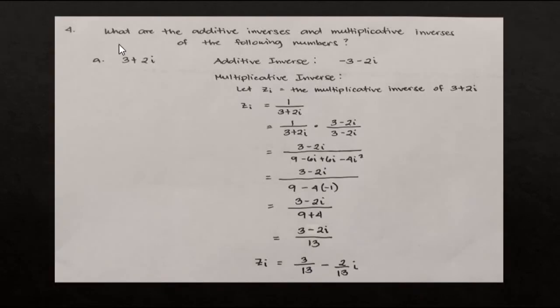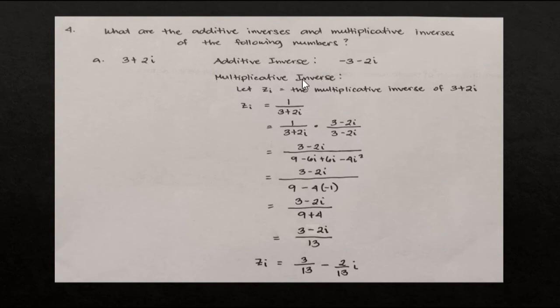Alright, number 4. What are the additive inverses and multiplicative inverses of the following numbers? Okay, let us have the first one. 3 plus 2i. So, the additive inverse of this is negative 3 minus 2i. We just change the sign of each term. That is why the additive inverse is negative 3 minus 2i.